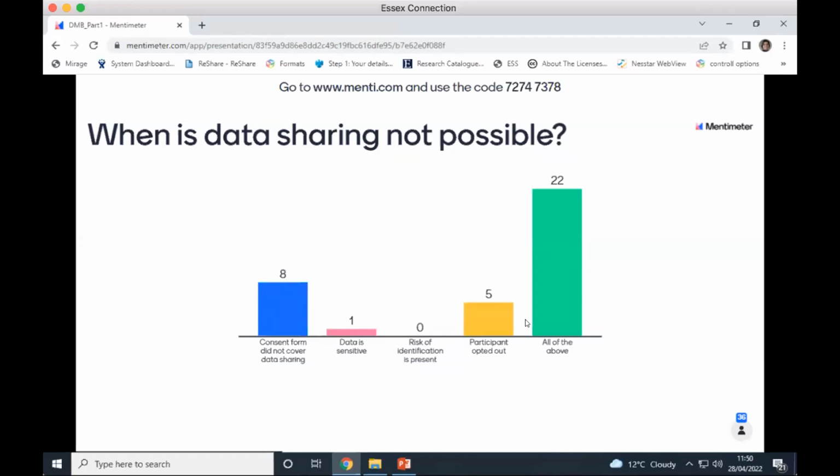So the option that we're going for here was the participant opted out, because this is the only scenario out of the ones presented here where that would be a dead end, right? There's nothing that can happen past the participants opting out. So that is a definite no, the data cannot be shared. Okay.